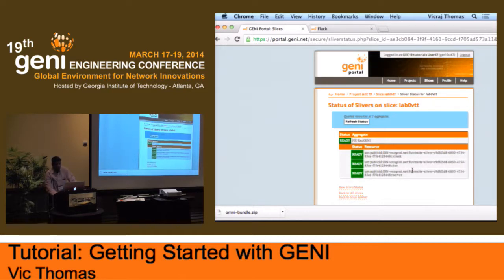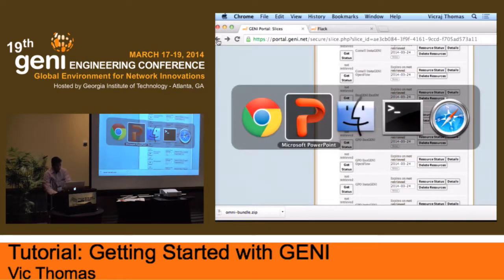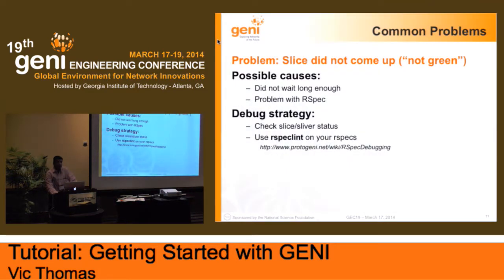So it says I have resources there. Two of them are VMs. One of them is a link. And they are all ready. So for some reason, if your Flack canvas doesn't go green, you can go to the portal and check for status if your resource is there. And if it still says not ready, then you want to check on whether it's your RSpec. And there's a tool called RSpec lint, which essentially parses your RSpec to make sure at least the syntax of the RSpec is correct.